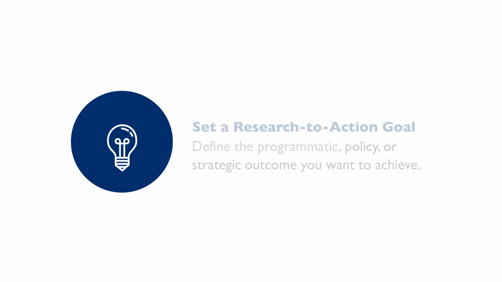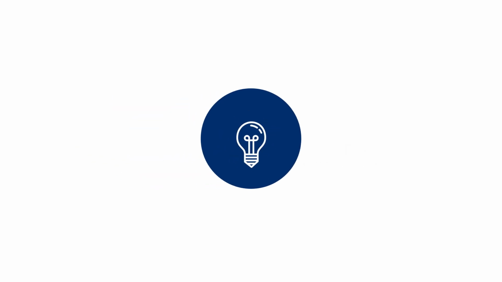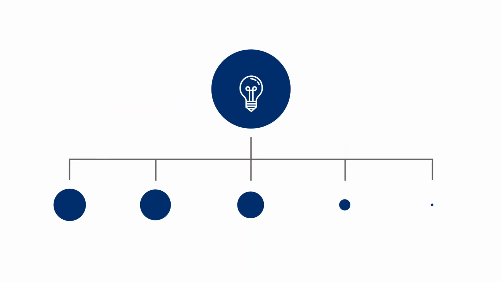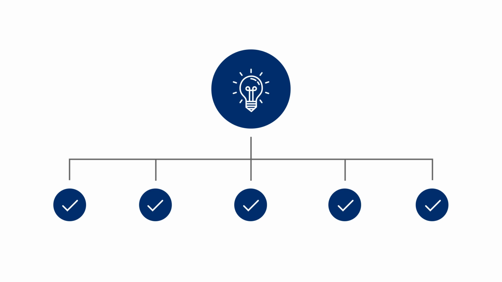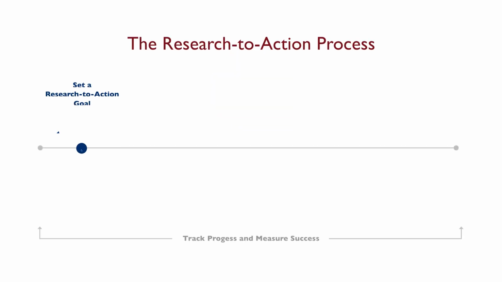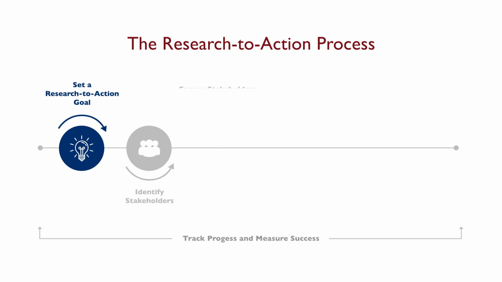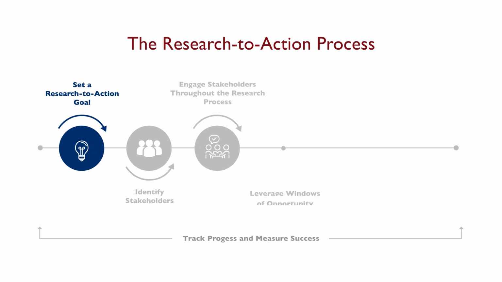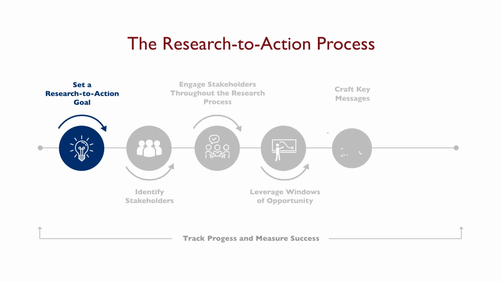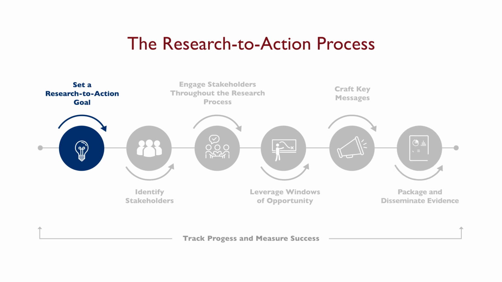After establishing your R2A goals, you will identify your R2A objectives, which are smaller, specific steps towards achieving each goal. Each subsequent step of the R2A process should reflect your R2A goals and objectives. So be sure you understand what you are trying to achieve when addressing these other steps.